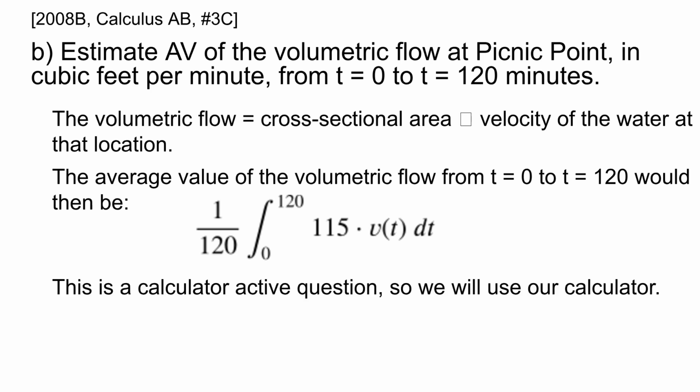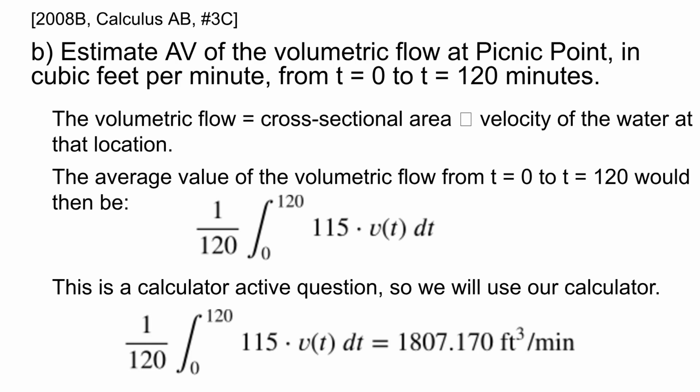Since this is a calculator active question, we will use a calculator to evaluate that integral. 1 over 120 times the integral from 0 to 120 of 115 times v of t dt turns out to be 1,807.170 cubic feet per minute. And remember, since we're talking about volumetric flow, our label should be a unit for volume.